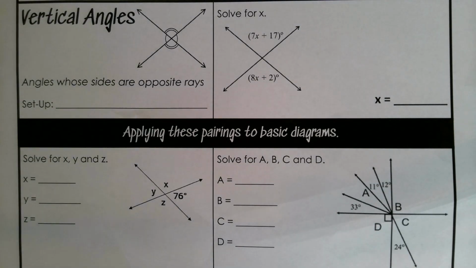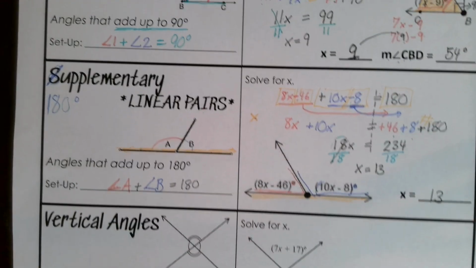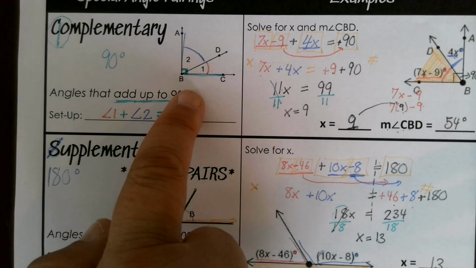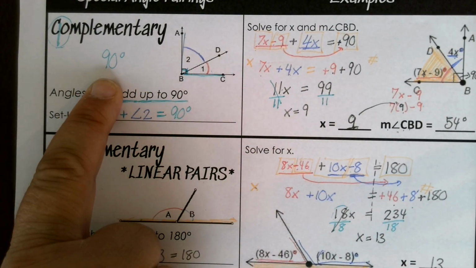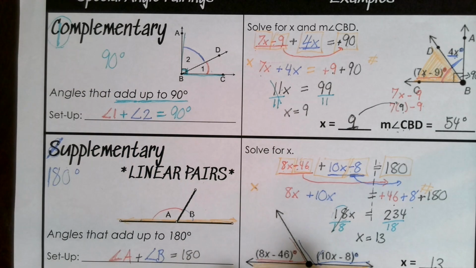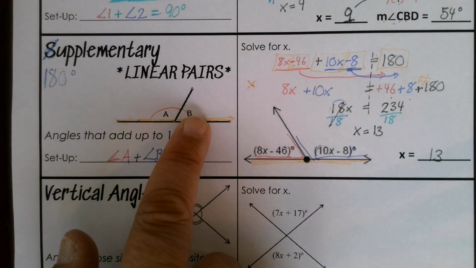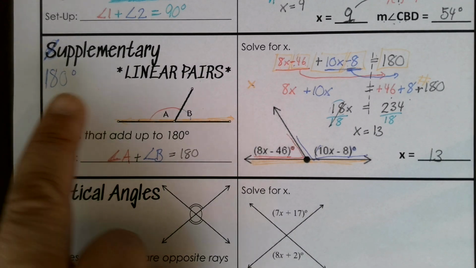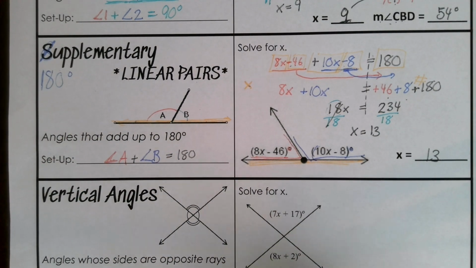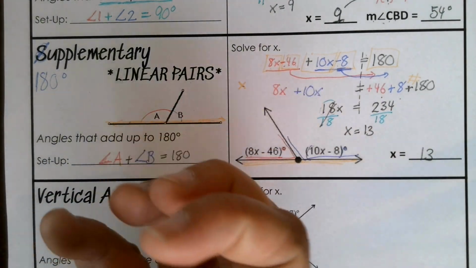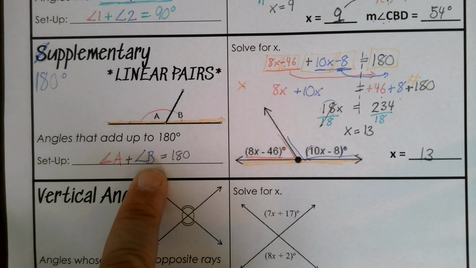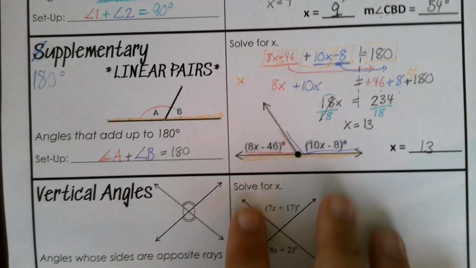There's one other special pairing that we want to talk about. So far we've talked about two angles that add up to make 90 degrees, complementary, and two angles that together make 180, supplementary. Okay? And then you're taking each amount, each chunk, and adding it to equal a number.